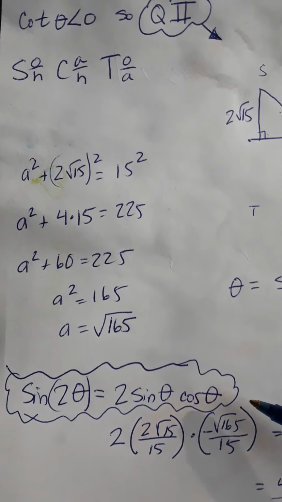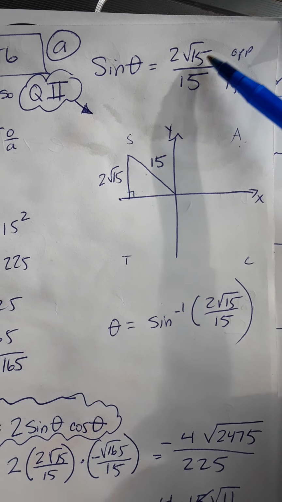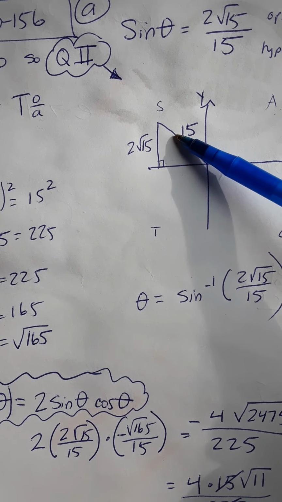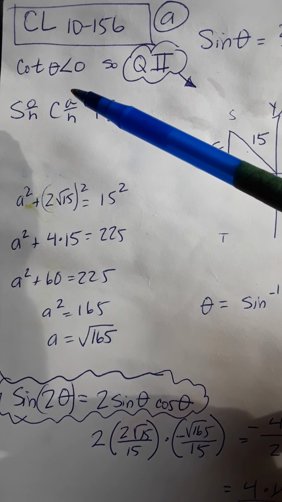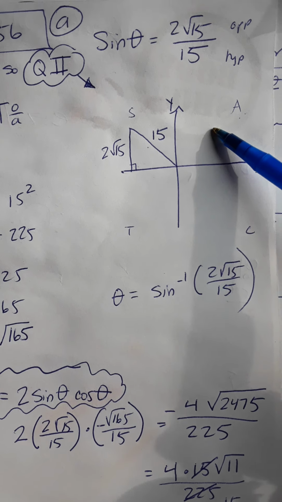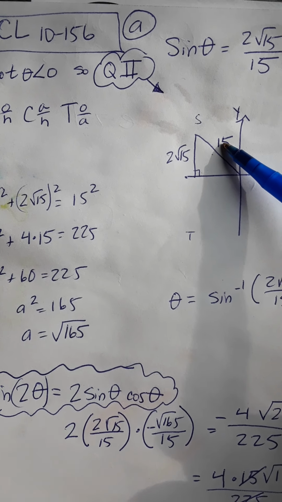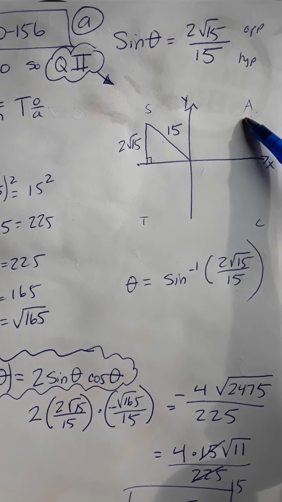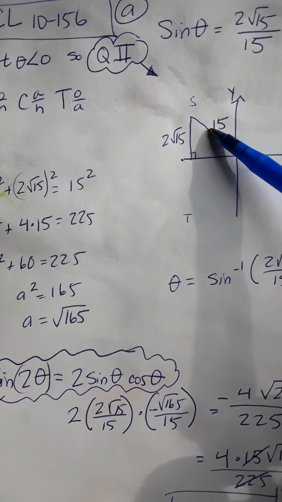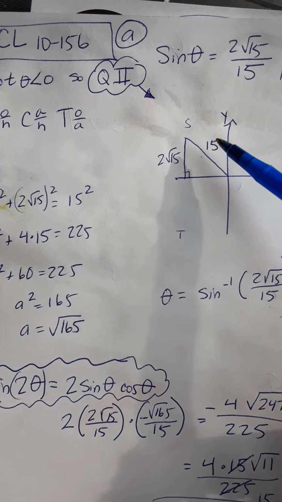I know that sine is opposite over hypotenuse, so the 2 root 15 is the opposite and the 15 is the hypotenuse. And I knew I had to be in quadrant 2 because cotangent was negative. In quadrant 1 everything is positive, in quadrant 2 only sine is positive, and everything else is negative there. Sine is positive, cotangent's negative, so I know I'm in quadrant 2.